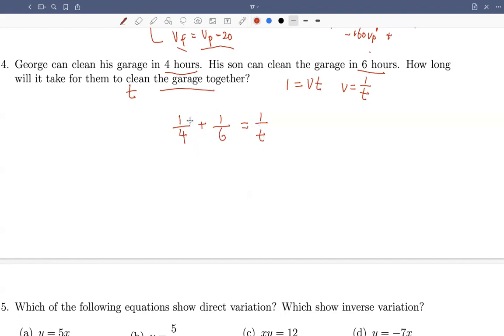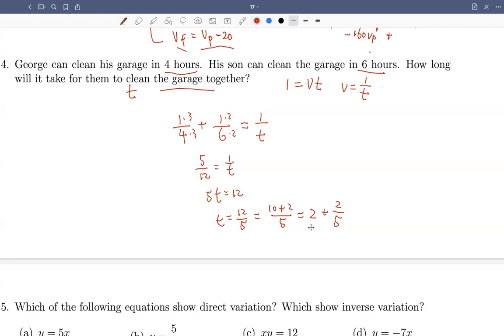So we see this is a rational equation, right? We just have to solve this. So we multiply by 3 over 3, and 2 over 2. So we get 3 plus 2, which is 5 over 12 equals 1 over t. Cross multiply, 5t equals 12. So t equals 12 divided by 5, which is, well, 12 is 10 plus 2, divided by 5. 10 divided by 5 is 2 hours plus 2 over 5.